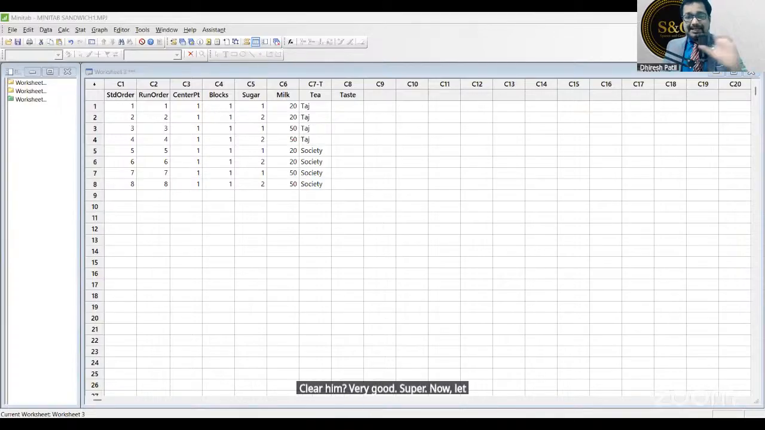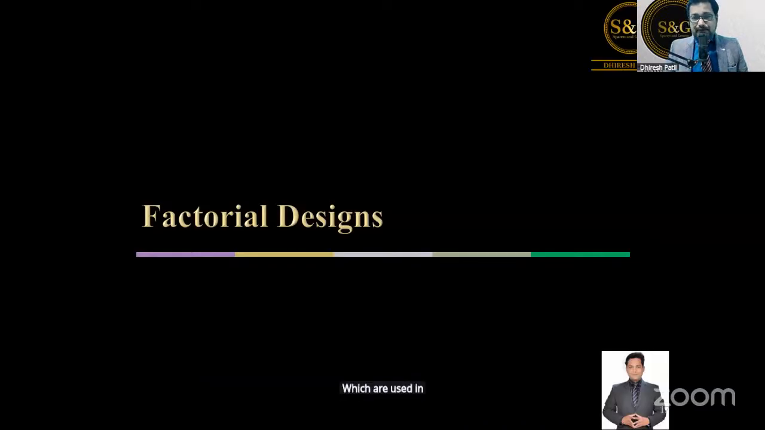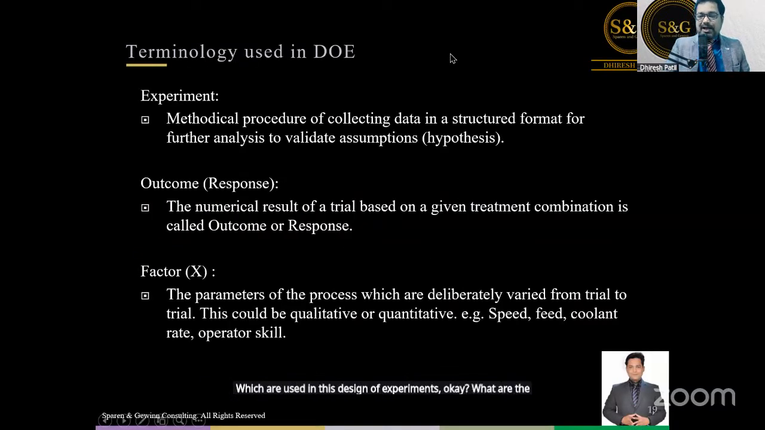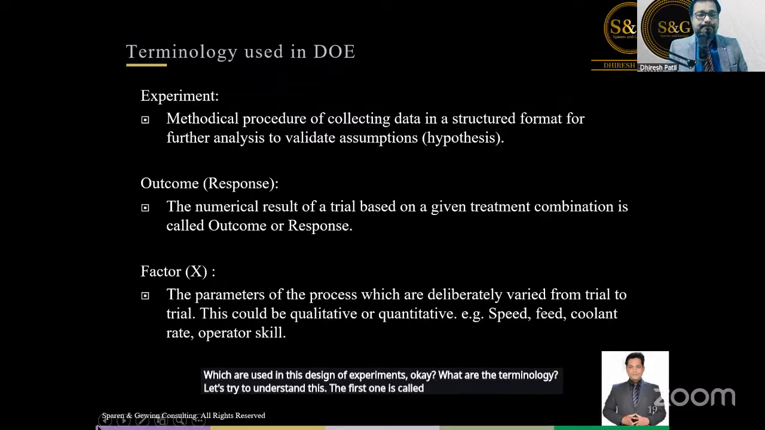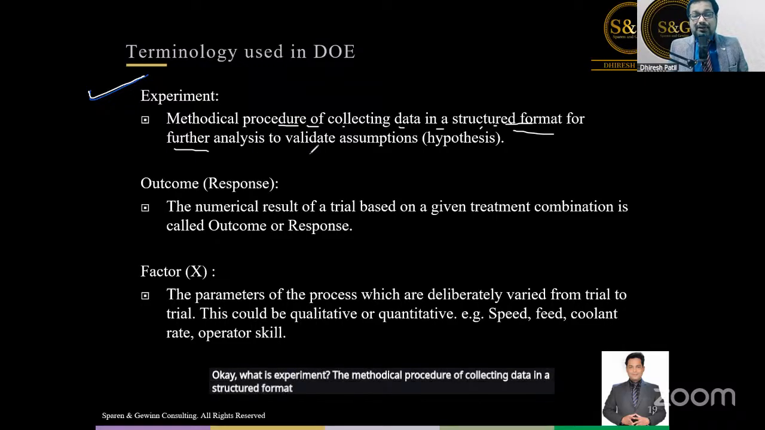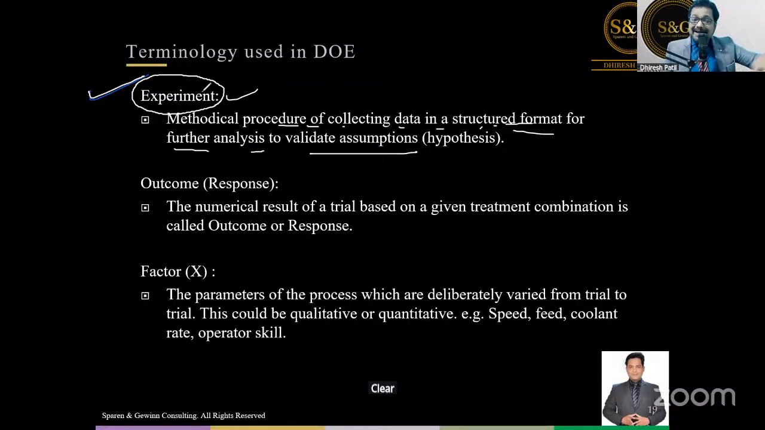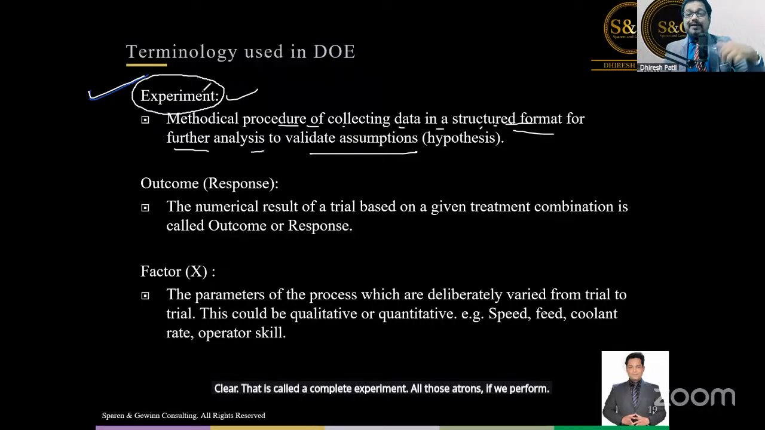Now let me take some of the terminologies which are used in this design of experiments. Okay. What are the terminologies? Let's try to understand this. The first one is called experiment. What is experiment? The methodical procedure of collecting data in a structured format for further analysis to validate assumptions. That means all those 8 runs, it's called a complete experiment. Clear? All those 8 runs, if we perform, that is called the complete experiment.